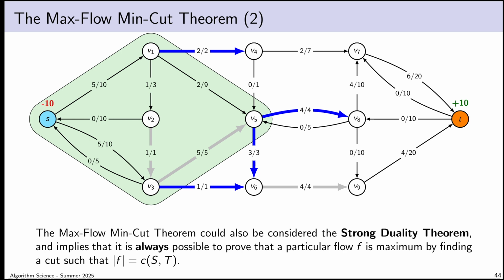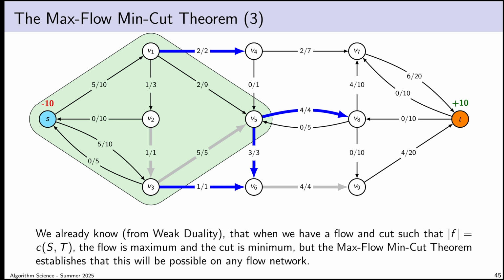So the max flow min cut theorem says that it is always possible to prove that a particular flow is maximum by finding a cut such that the value of the flow equals the capacity of the cut. There will always be such a cut. And similarly, if you want to prove a particular cut is minimum, just go find yourself a flow that has the same value as the capacity of that cut. So the max flow min cut theorem guarantees you that you will always be able to do this.